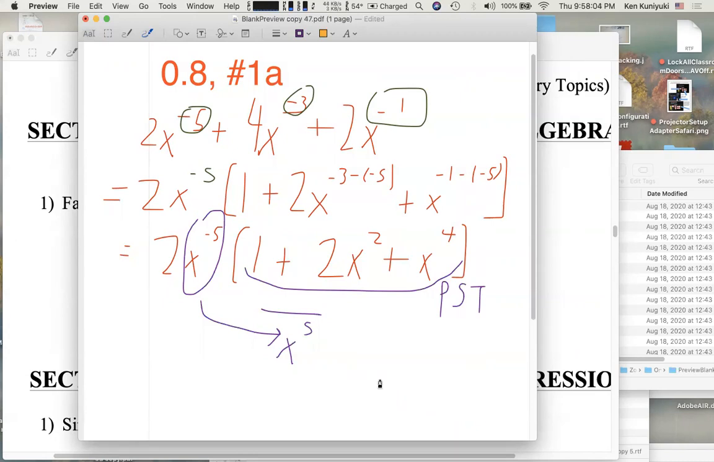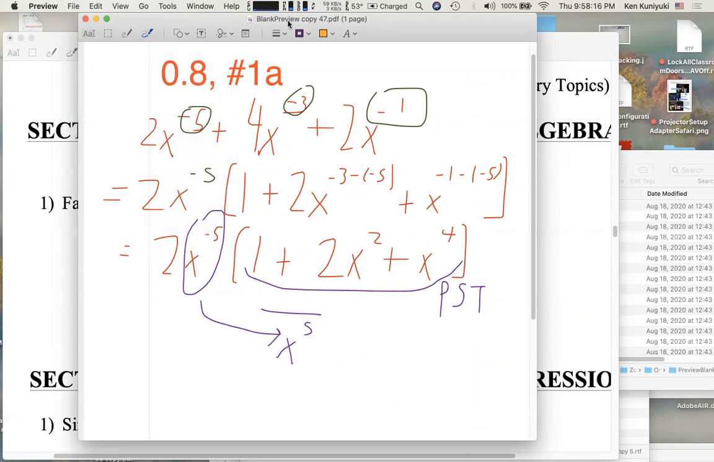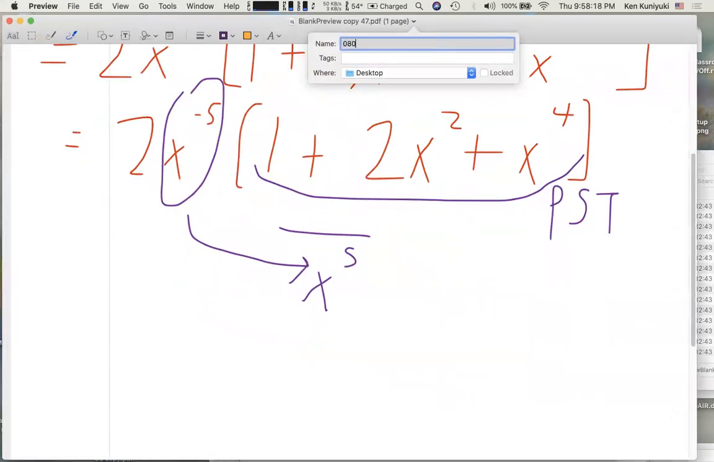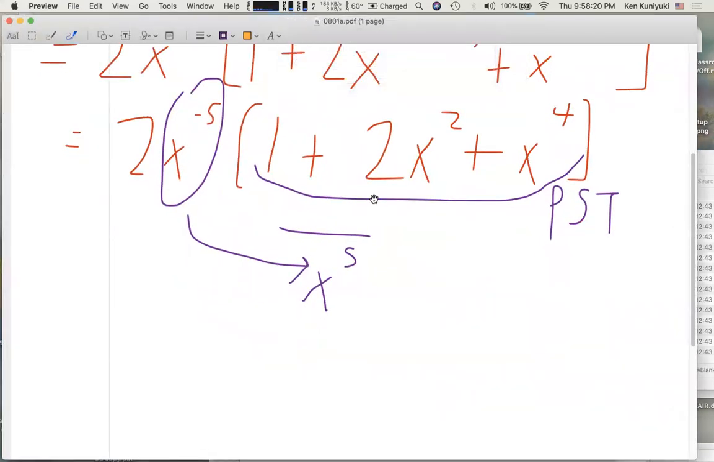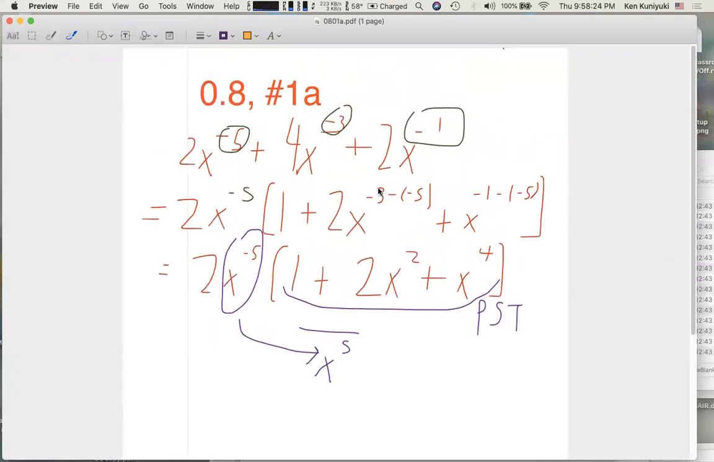Would anyone like me to proceed? Anyone else want me to proceed? I'll save this. So anything else, or anyone want me to proceed? Anything else?